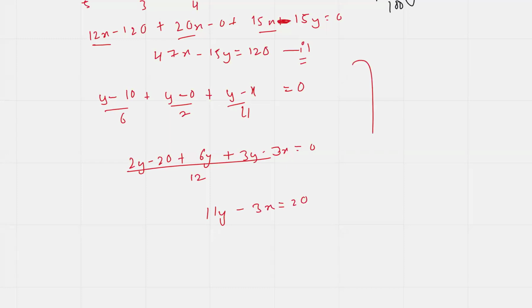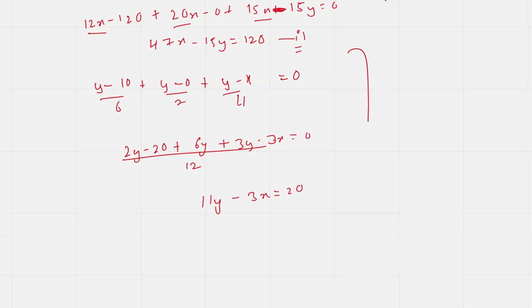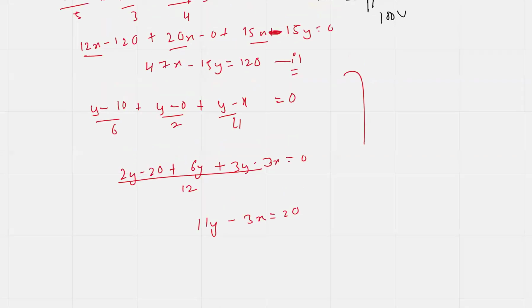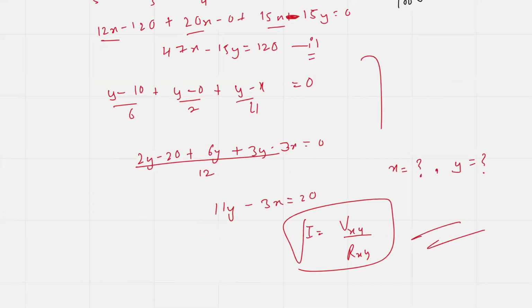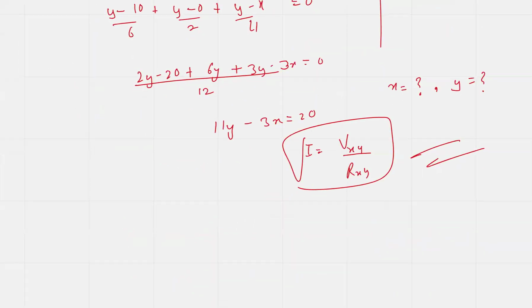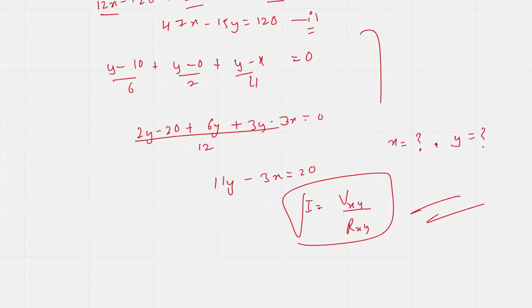You can see we have two different equations. Solve both of them, and you will get some value of x and some value of y. If I ask for the current across that 4 ohm resistor, you can simply say it is the voltage across x and y divided by the resistance between x and y. This is what the answer should come out as. Any doubt in this solution? I have not solved the further part, but you can do it.